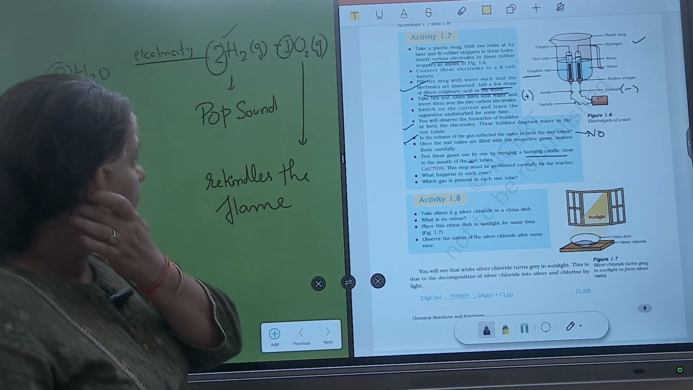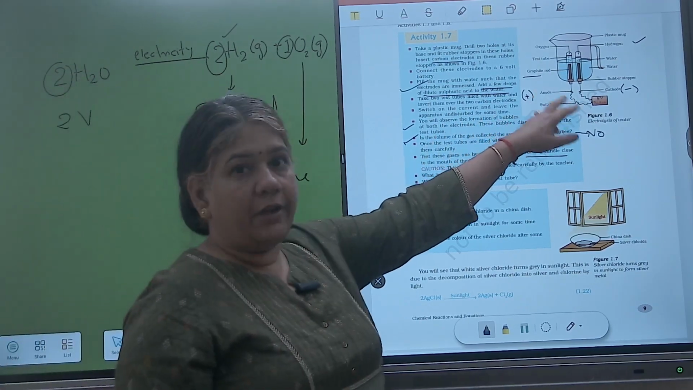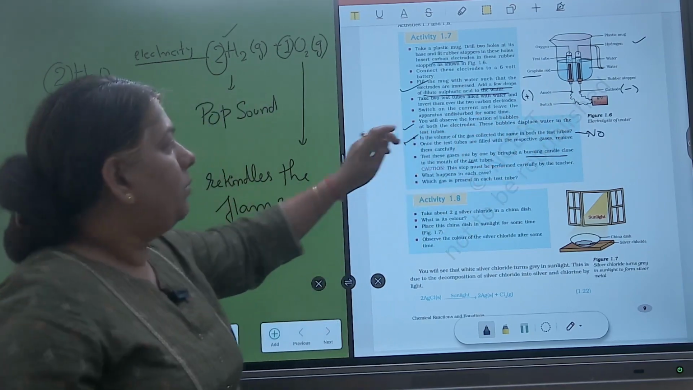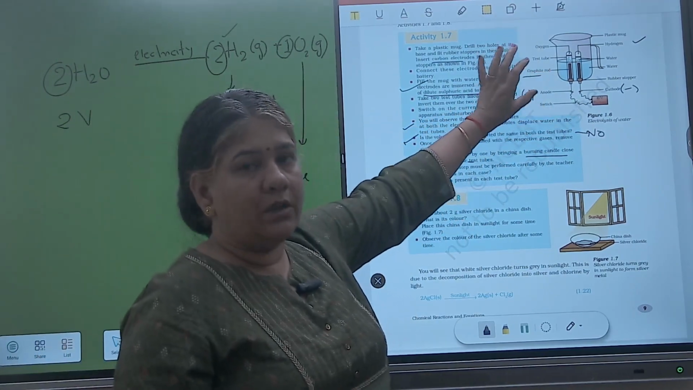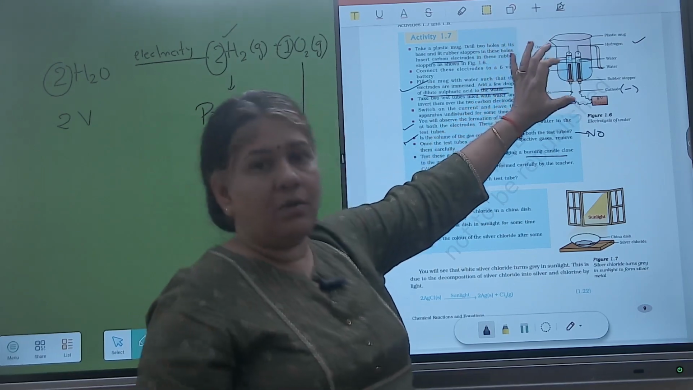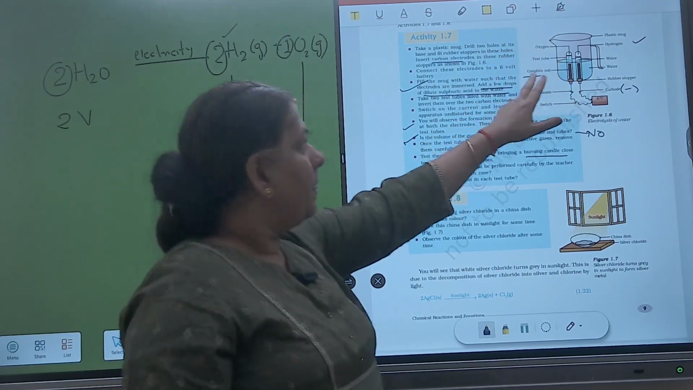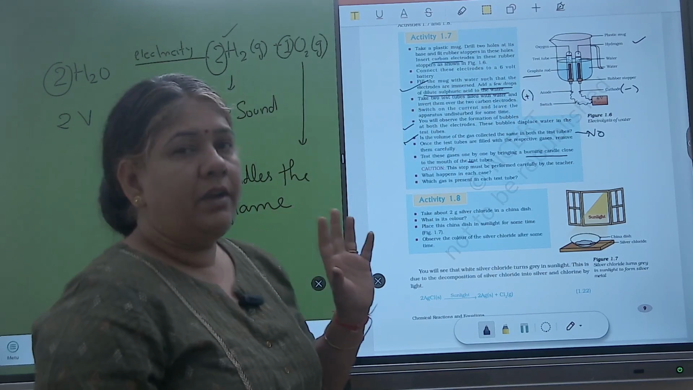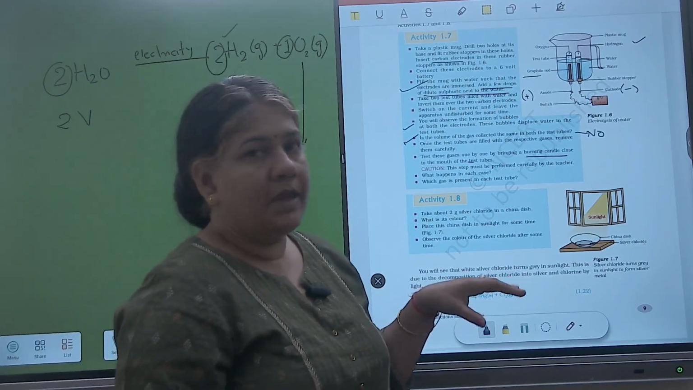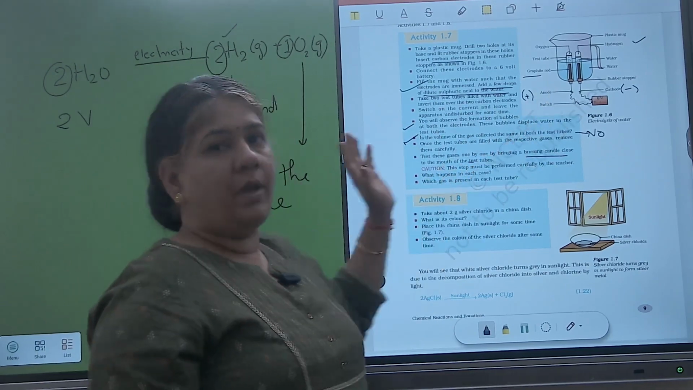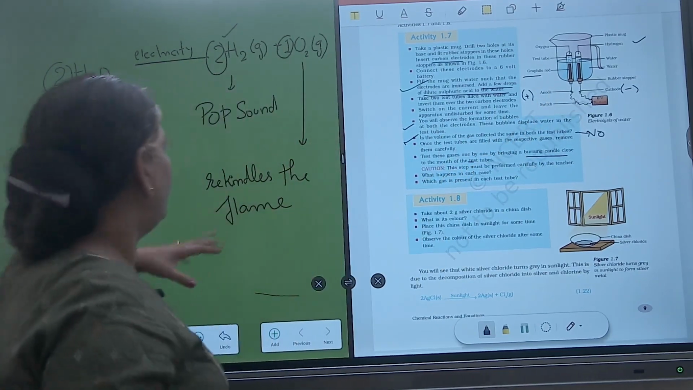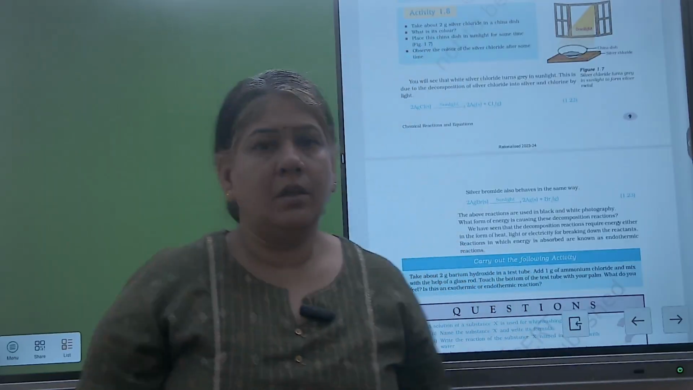So these gases are collected in different test tubes. You bring the test tube out from the water by putting your thumb on the open mouth of the test tube. This will prevent the gas from escaping. Then bring the burning candle near the test tube and you will get these two observations.